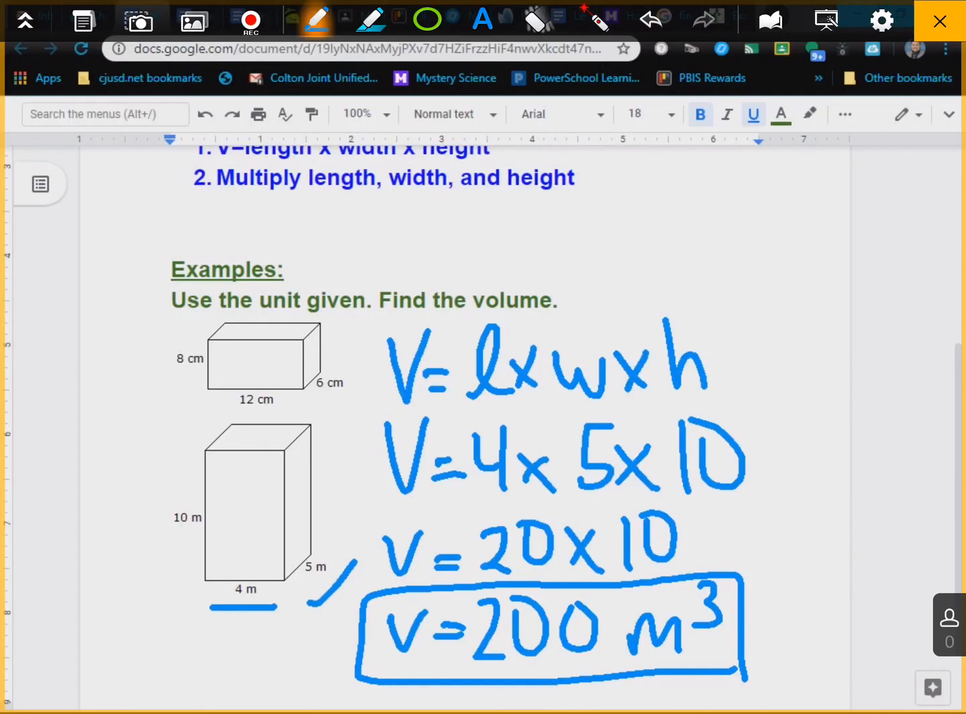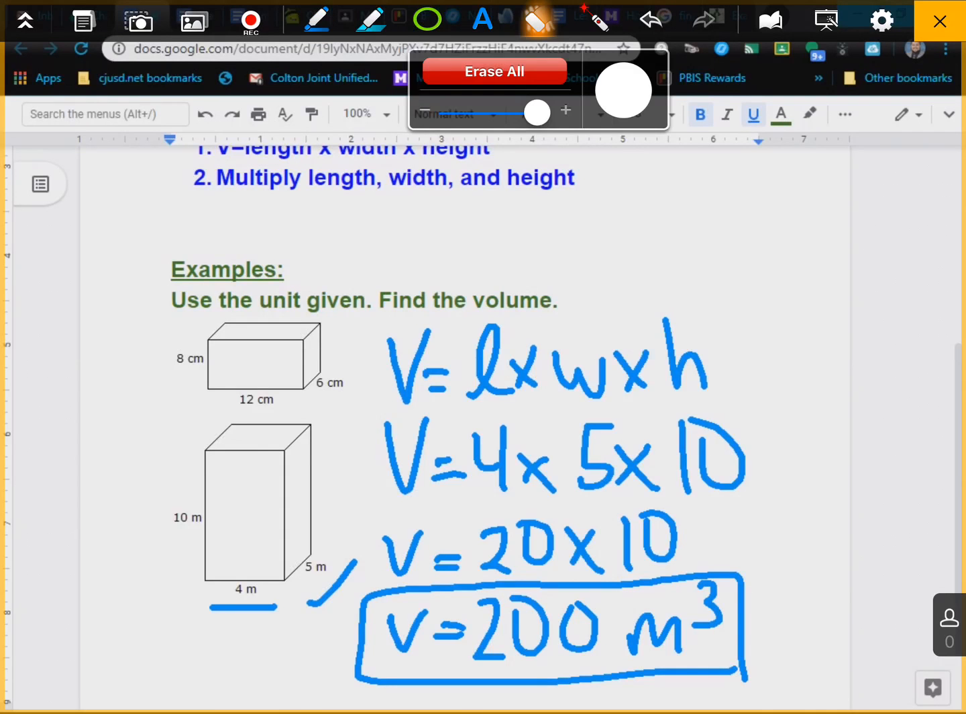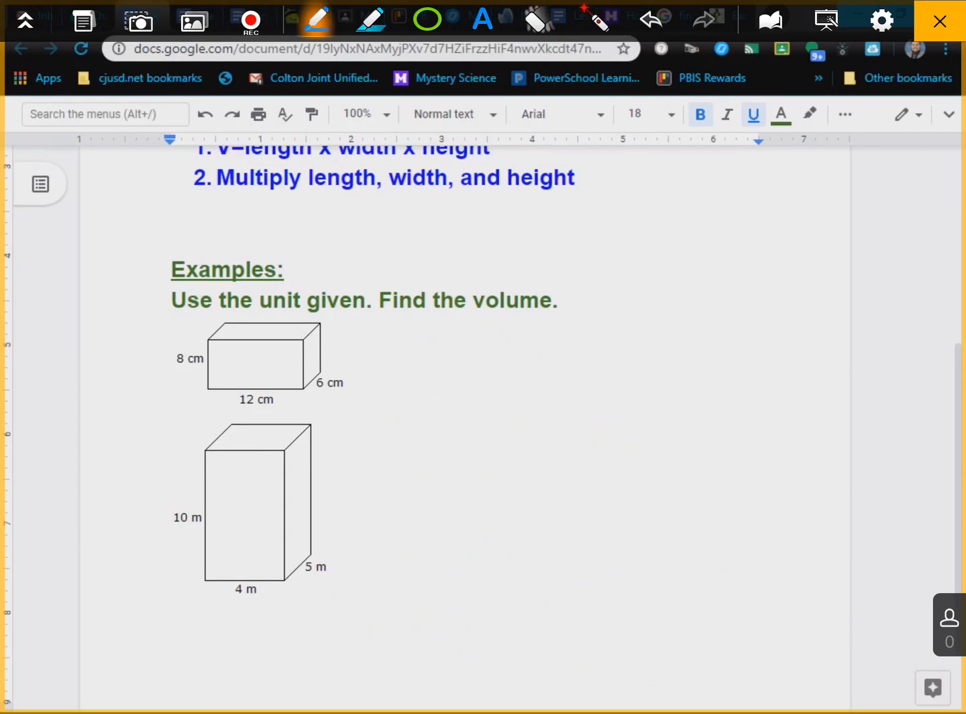Alright guys, that's all you're doing today. You're just multiplying the length, width, and height. And if you have any questions, please make sure you ask.